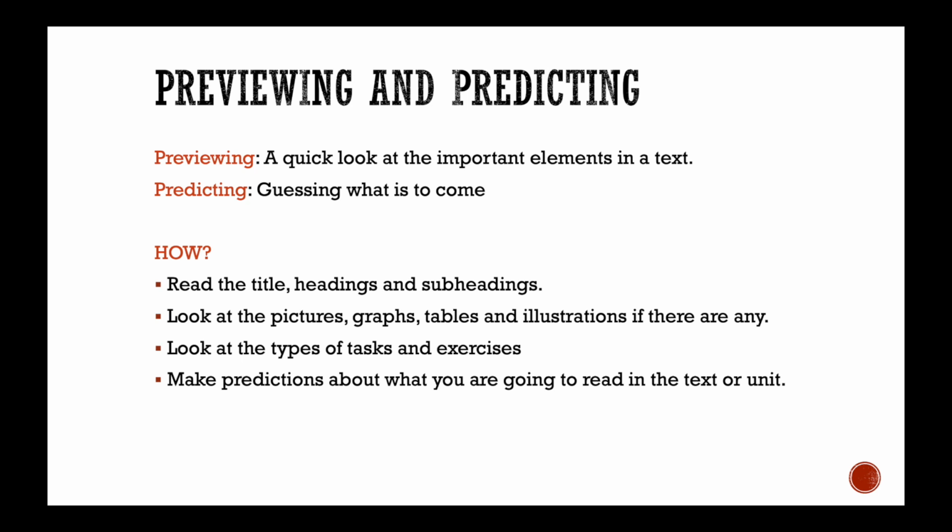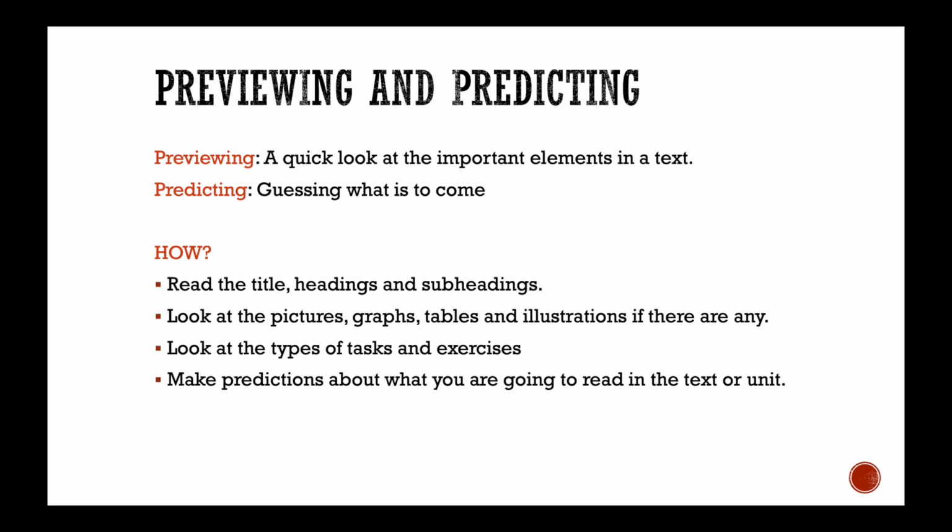Firstly, you can read the title, headings, and subheadings before you start reading the text. Or if there are any visuals, such as pictures, graphs, tables, and illustrations, you can analyze them. You can also look at the types of the tasks and exercises given with the text. And finally, you can make predictions about what you are going to read in the text or unit.